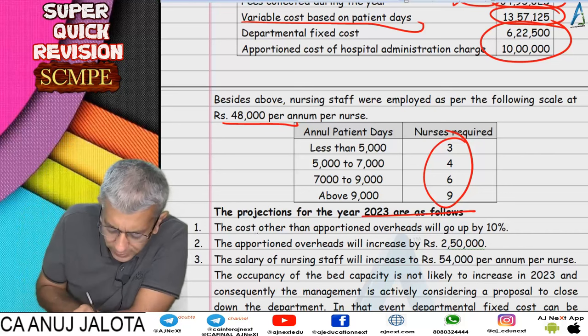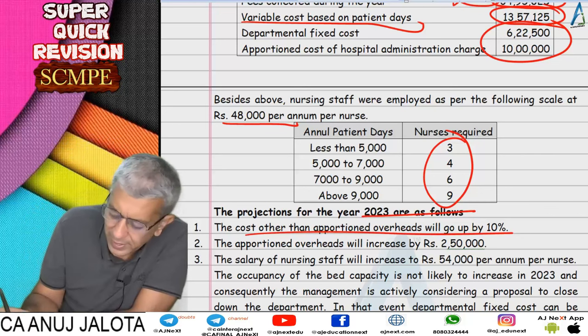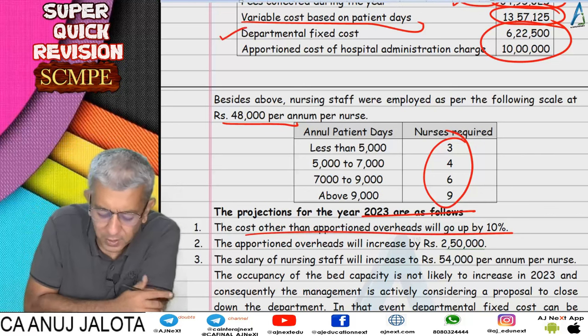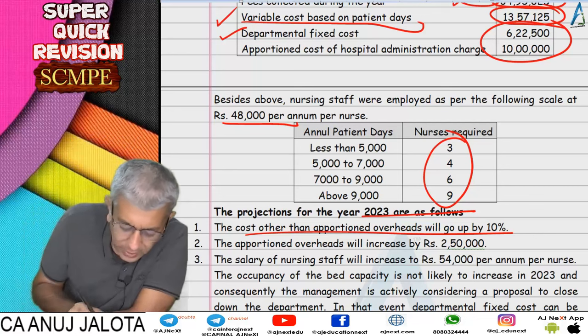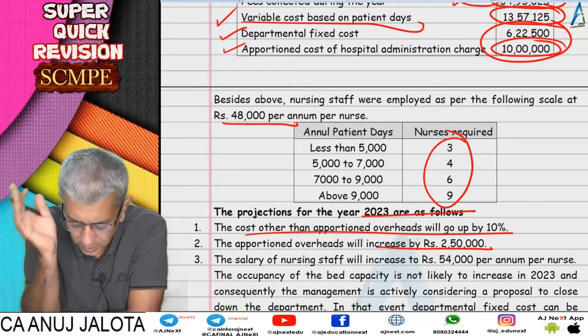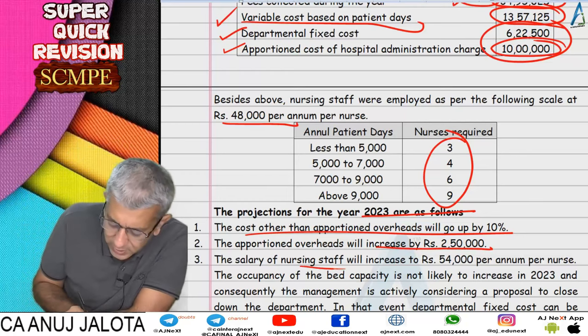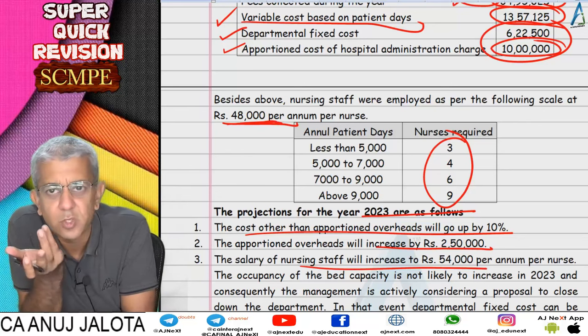For 2023, the cost other than apportioned overheads will be going up by 10%. I guess we applied 10% to departmental fixed cost and to variable cost per bed day. Apportioned cost will be rising by 2.5 lakhs, so 10 lakhs became 12.5 lakhs. Apart from that, the nursing staff cost will be rising to 54,000. Based upon the number of patient days, you can try computing.